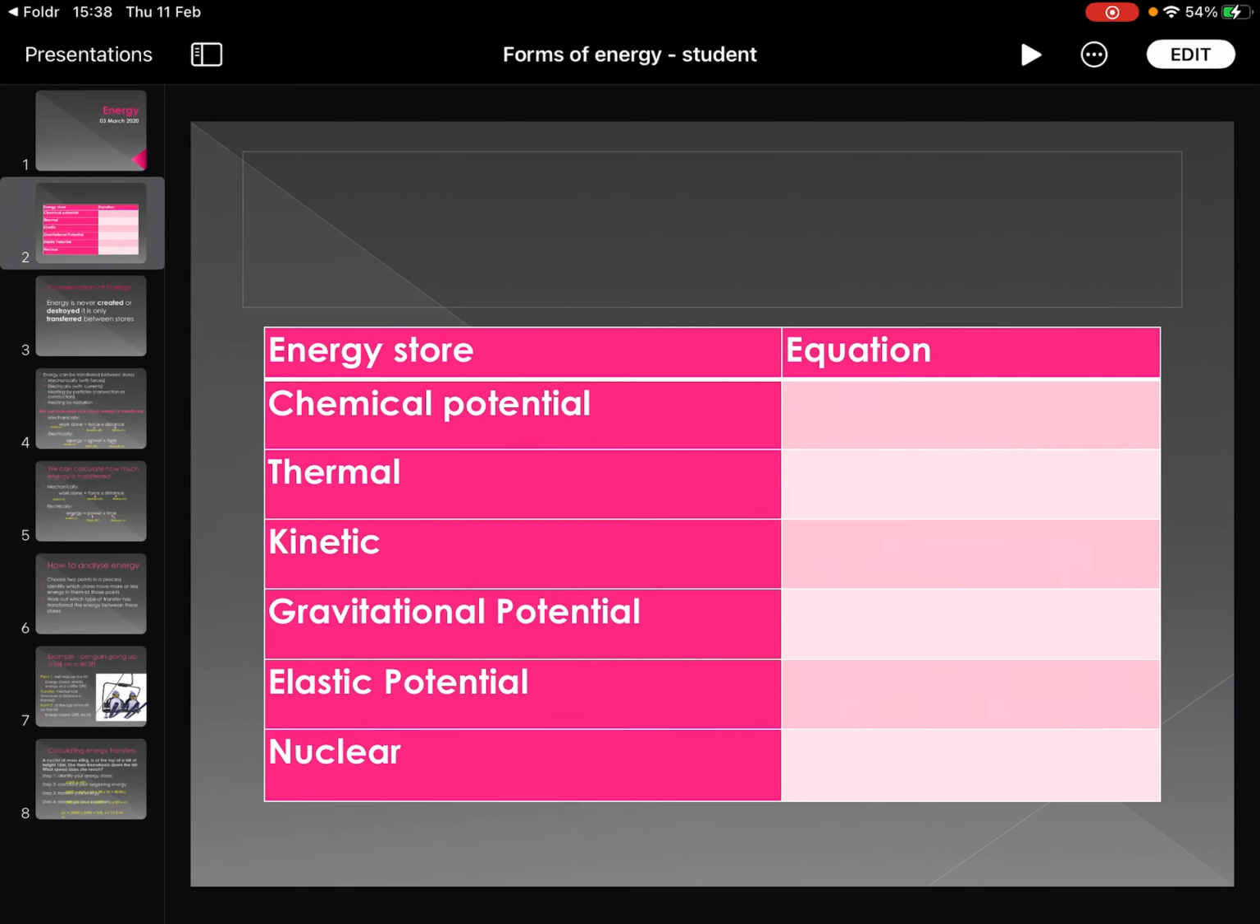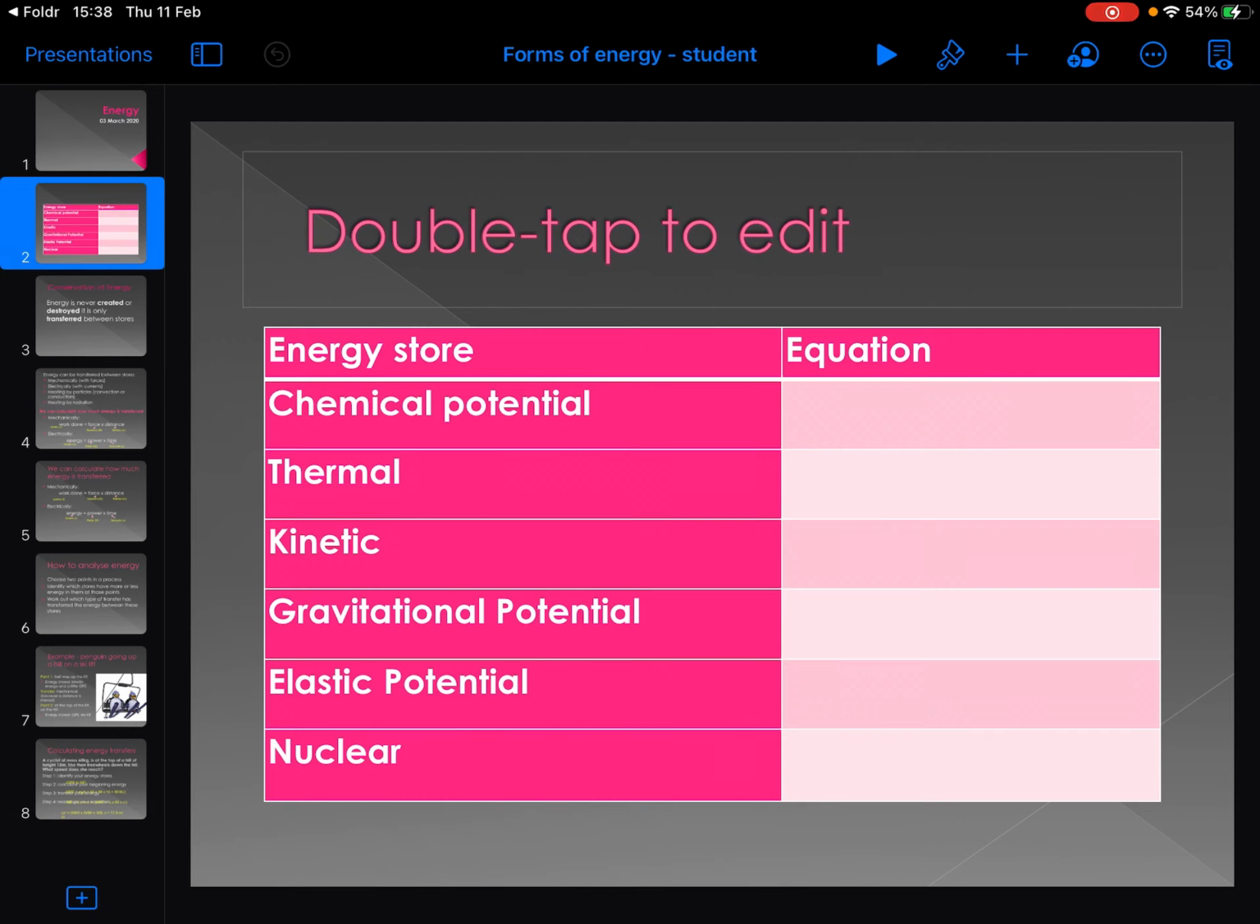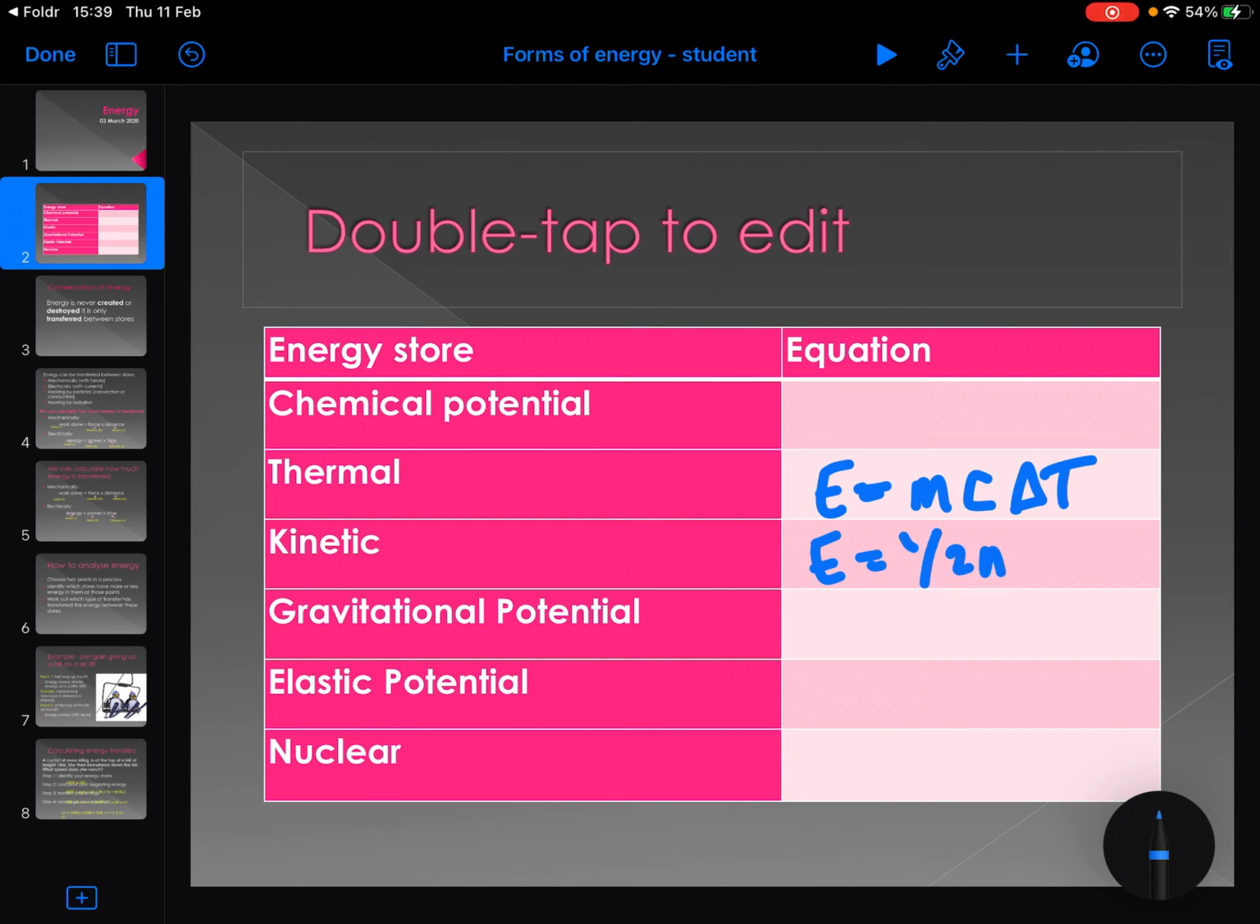So here we go. We've got 6 types of energy. And there are some equations. Not all of them have equations. Chemical potential, for example, does not have an equation. Thermal, however, can. Energy equals mcΔT: mass, specific heat capacity, change in temperature. Kinetic energy is half mv squared, m being the mass, v being velocity.